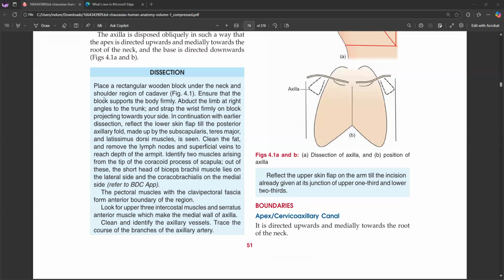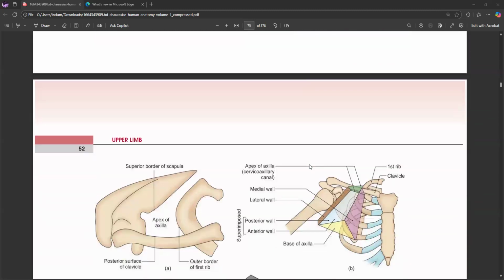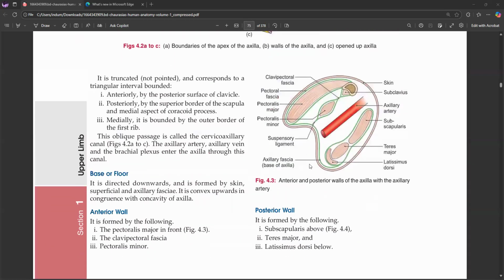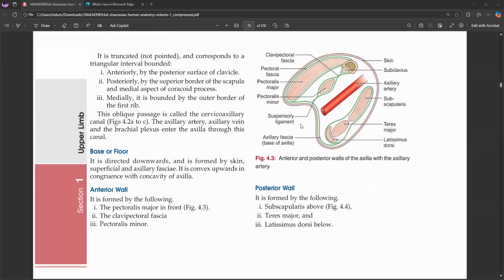Boundaries. Apex, cervicoaxillary canal. It is directed upwards and medially towards the root of the neck. It is truncated, not pointed, and corresponds to a triangular interval bounded anteriorly by the posterior surface of the clavicle, posteriorly by the superior border of the scapula and medial aspect of the coracoid process, and medially by the outer border of the first rib. This oblique passage is called the cervicoaxillary canal. The axillary artery, axillary vein, and the brachial plexus enter the axilla through this canal.